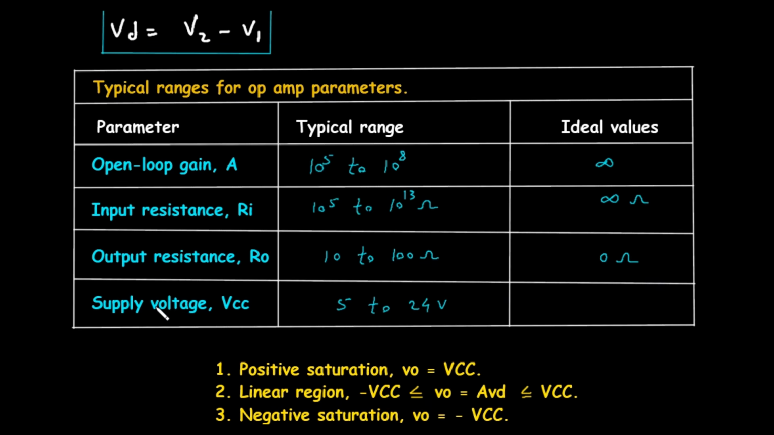Then the next parameter is supply voltage, or VCC. In practice, VCC is typically 5 volt to 24 volt. This isn't an ideal parameter but a practical operating requirement that also defines the limit of the output signal. So these are the parameters of the OpAmp.